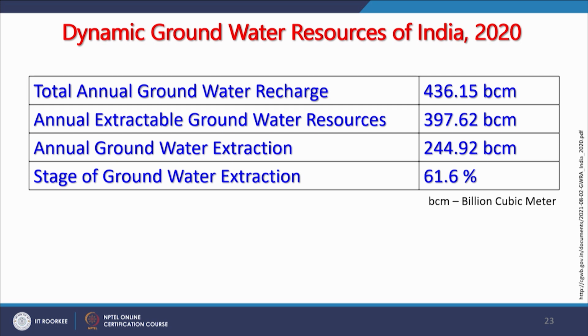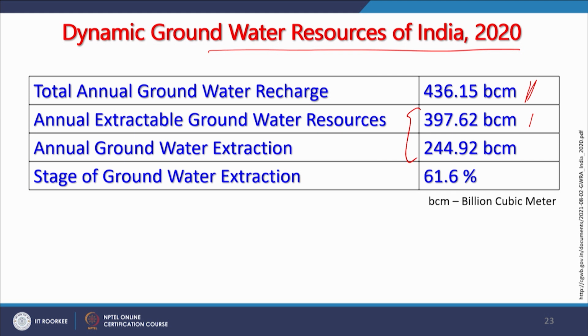Further, if we see the data, which is the Groundwater Resources of India 2020, from CGWB, the total annual groundwater recharge is 436 BCM. Annual extractable groundwater resources are 397.62 BCM, billion cubic meter. Annual groundwater extraction is 244. So, if we subtract 244 from 397, roughly we will end up with the stage of groundwater extraction. That is what the reserve roughly is, if we subtract these two values.